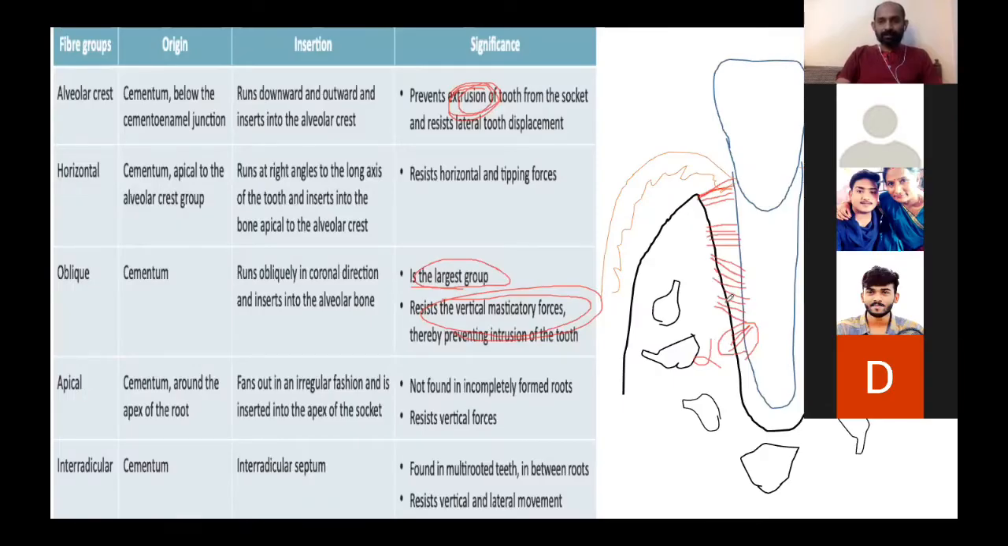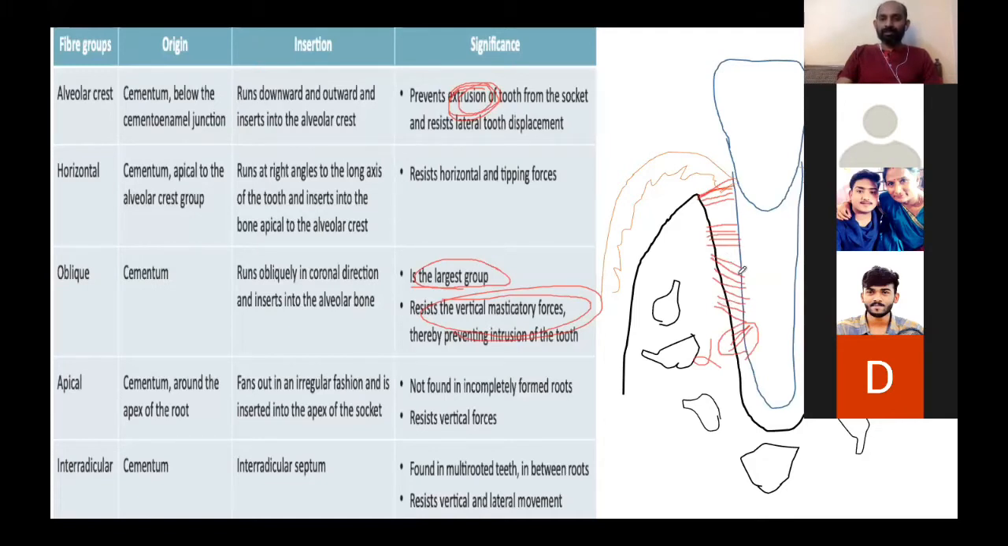Just left it, where did I stop? I stopped it with oblique fibers. So the oblique are the group of fibers which are the majority or the bulk of the fibers. They run in an oblique direction. So they start from the cementum, run in an upward direction, and insert onto the alveolar bone.